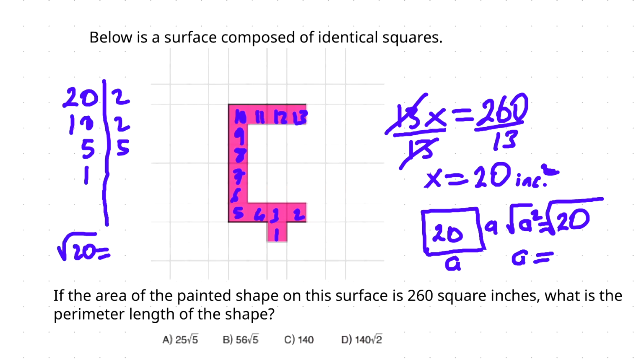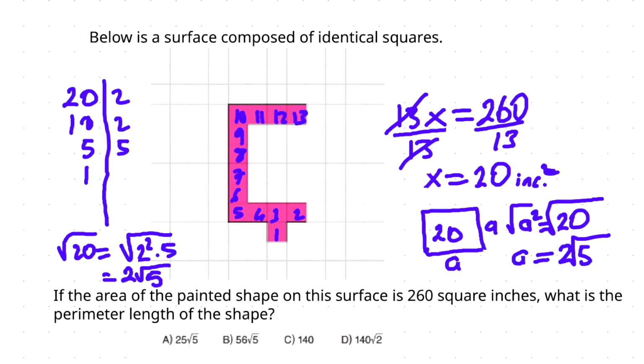This time I want to write it with exponents: 2 to the power of 2 times 5. And this 2 comes out as a positive 2 root 5. So one side is 2 root 5.